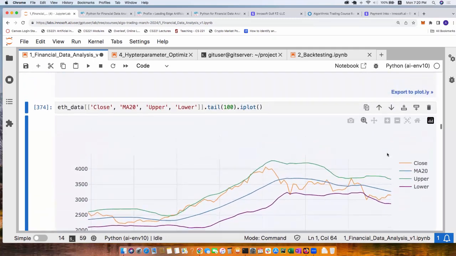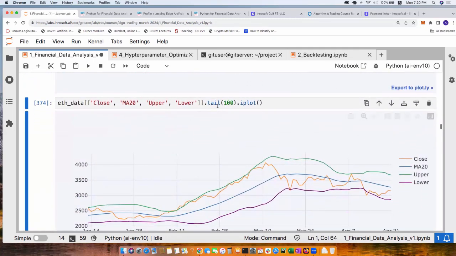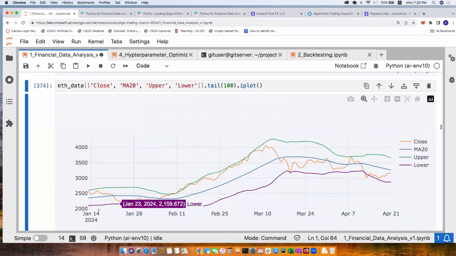Here I'm just zooming in on the last 100 days. So I'm saying, okay, can I see this, it's called Bollinger Band, for the last 100 days?